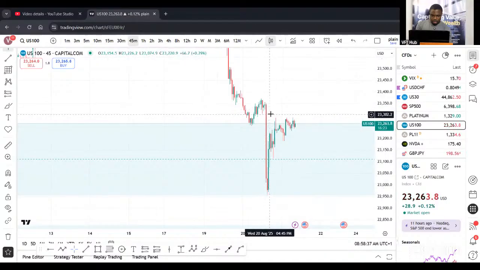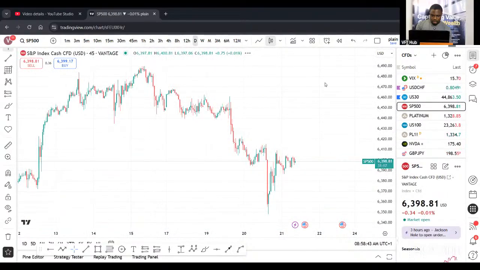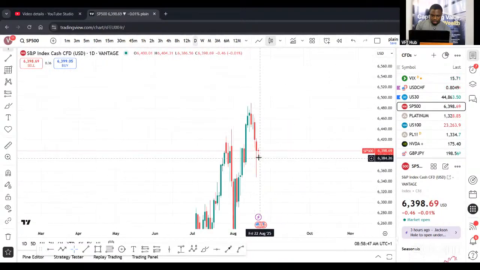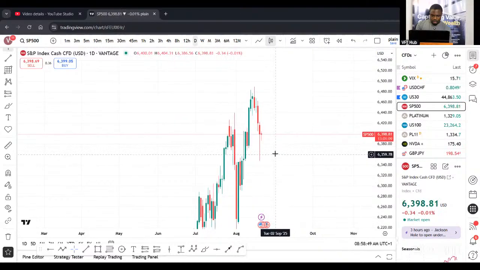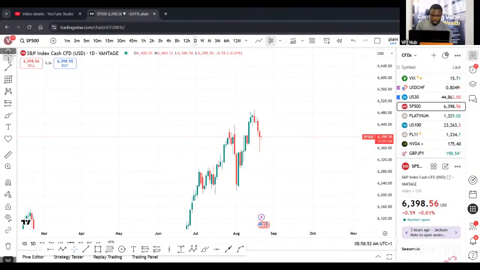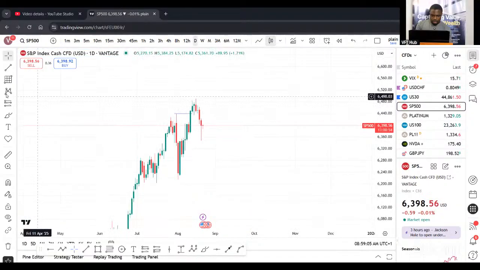And with that, we would be looking at S&P 500 in terms of the analysis. On the daily time frame, S&P 500, beautiful. S&P 500 has broken structure also to the upside, right? Have a break of structure to the upside. And then you have this zone being fully mitigated.